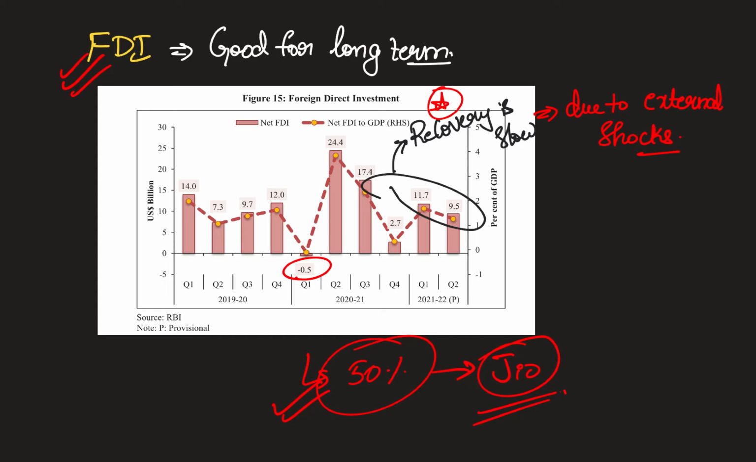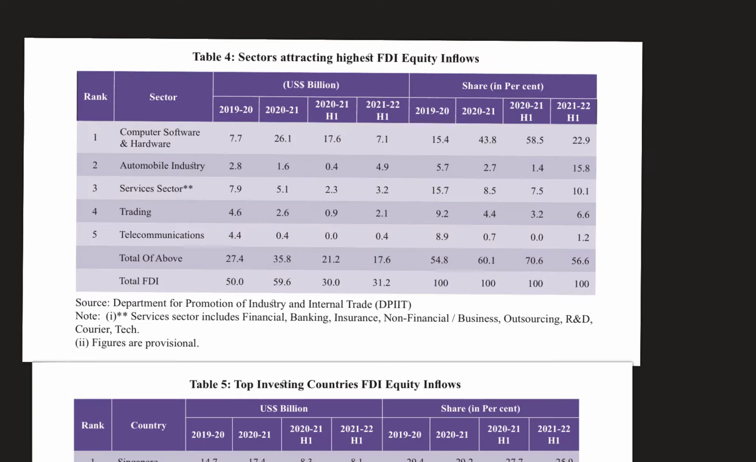Anyway, let's focus on what the economic survey says. You can see that there is a zigzag trend, but recovery is slow due to the external shocks that we have. That is what you have to understand. There is no consistent trend in FDI. But in the pandemic times, they reached record levels.